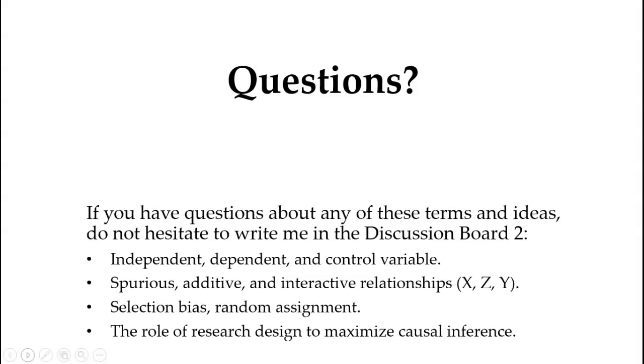As in the other class, please write me if you have any question about independent, dependent, and control variables, spurious, additive, and interactive relationships, selection bias and random assignment, and the role of research design to maximize causal inference. I want to give you a hint. When I make these summaries, it is because these topics are the kind of things that I'm going to ask you in the quizzes.